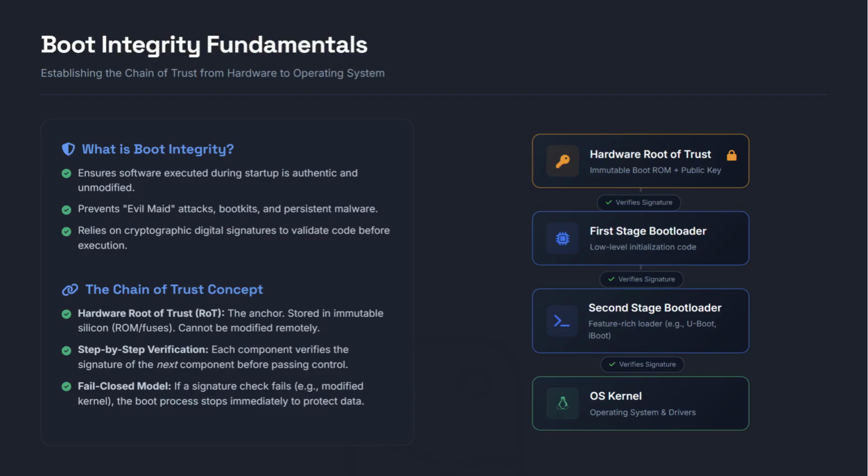The chain of trust begins with a hardware root of trust, often stored in immutable hardware such as ROM or security fuses. This root component contains trusted cryptographic keys that cannot be modified remotely. From there, each stage of the boot process verifies the next stage before executing it. If any stage fails verification, the boot process stops immediately. This layered verification ensures that every component of the system startup is trusted.